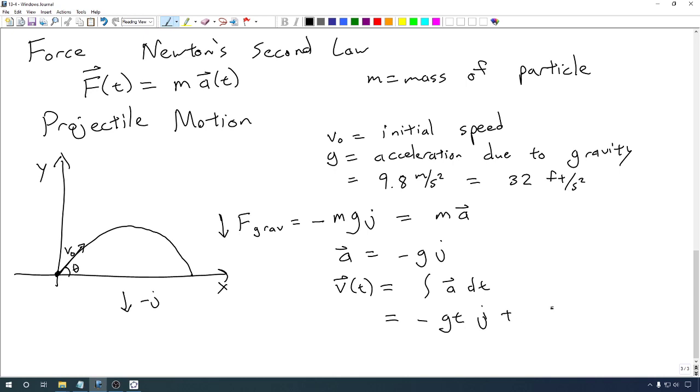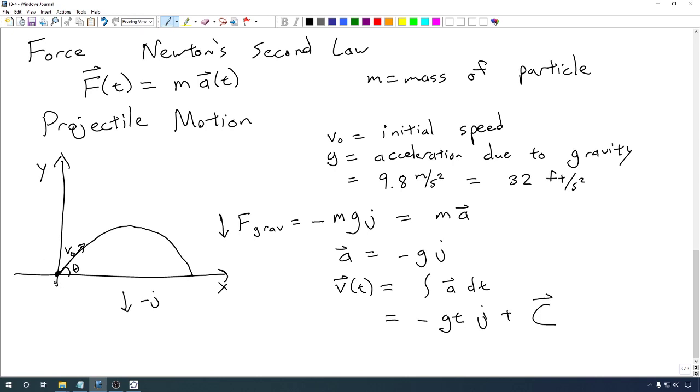Of course, we do need to worry about constants. And this constant here is a vector. It can have an i component and a j component, and we're going to have to figure out what that actual vector is, especially since we're going to be integrating this again to get the position vector. The way we figure out constants normally when we integrate is to plug in a value that we know. We know what happens when the particle begins.